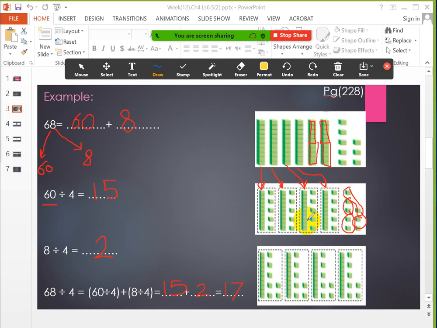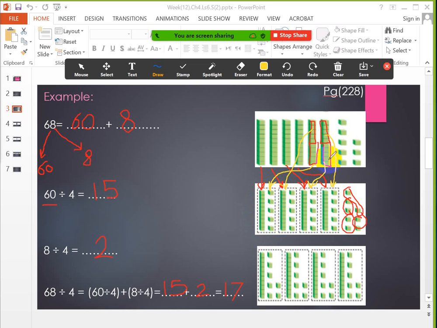Stop typing in the chat and focus with me, please. So the first one will take those 5. The second one will take those 5. The third one will take this 5. And the fourth one will take this 5. So in each group, I have 1 long and 5 small cubes.